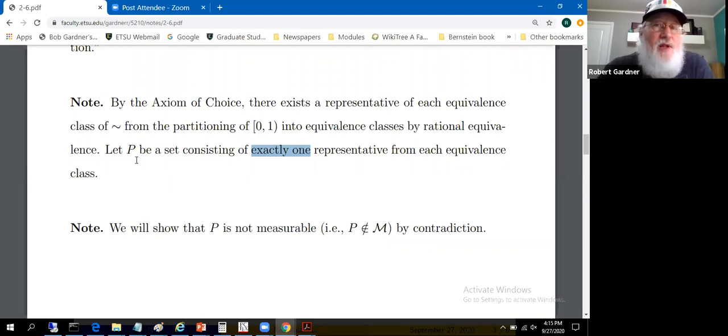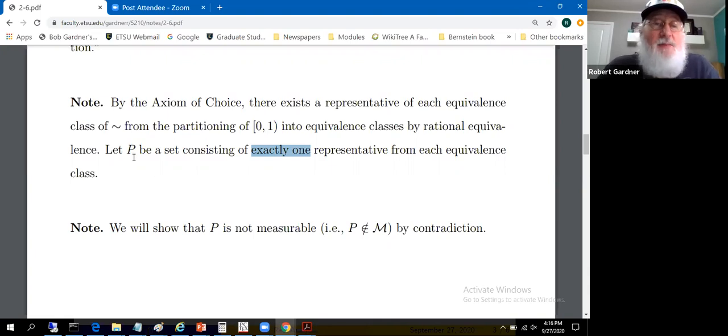Some equivalence class contains the square root of 2 over 2. What's the other stuff in that equivalence class? It'd be everything that differs from the square root of 2 over 2 by a rational number. So I'd take the square root of 2 over 2 and I'd add all rational numbers to it and then keep those that lie in the interval 0 to 1. That would be one of the equivalence classes. It would be the equivalence class containing square root of 2 over 2.